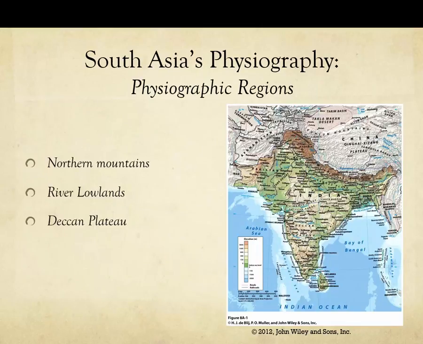We can see a great variety of physiographic conditions in this region, including the northern mountains, which extend from the Hindu Kush and the Karakoram ranges in the northwest, through the Himalayas in the center, and so this is where Mount Everest is. And things are dry near the border with Afghanistan, and there's more greenery toward the east. We also have a belt of river lowlands and the Deccan Plateau.